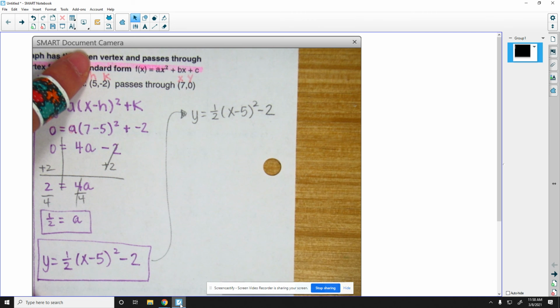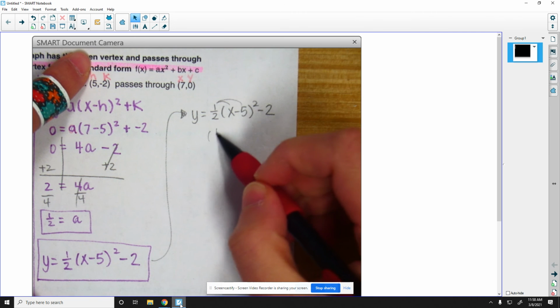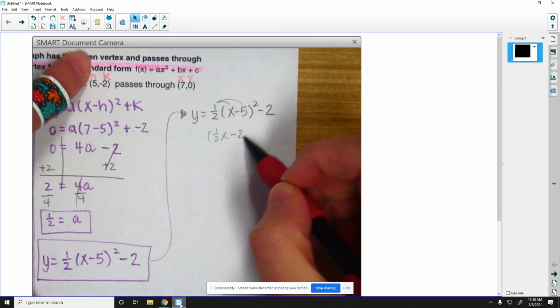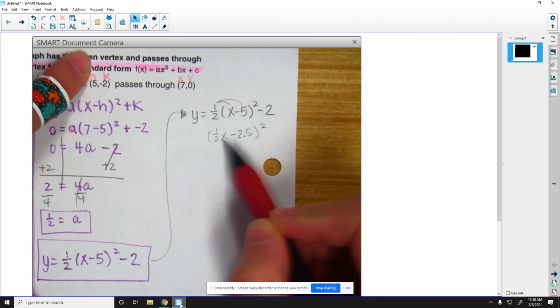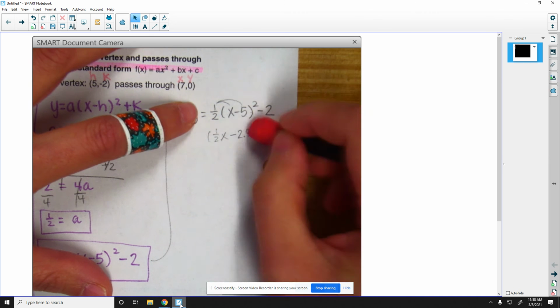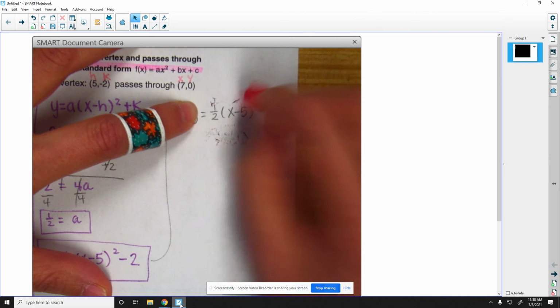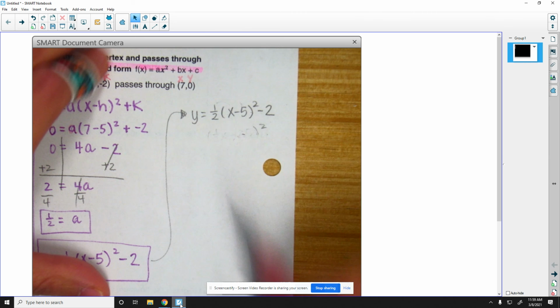The second thing that kids make a mistake with, they're like, oh, I see parentheses, I have to distribute. So really it's like 1/2 x minus 2.5 squared. That's not the case. I'm not foiling this, I'm foiling this, okay? The reason why I can't distribute yet is because PEMDAS tells me to exponent first, then multiply.